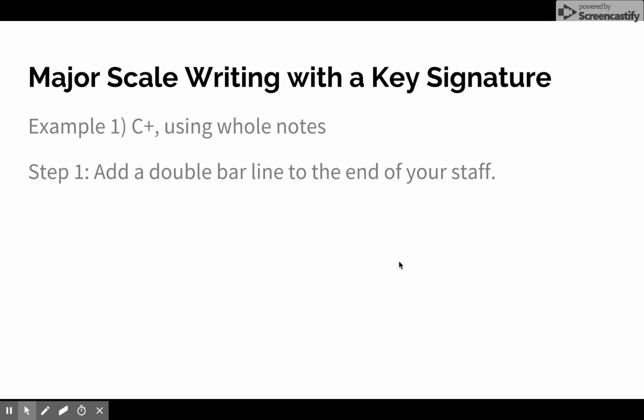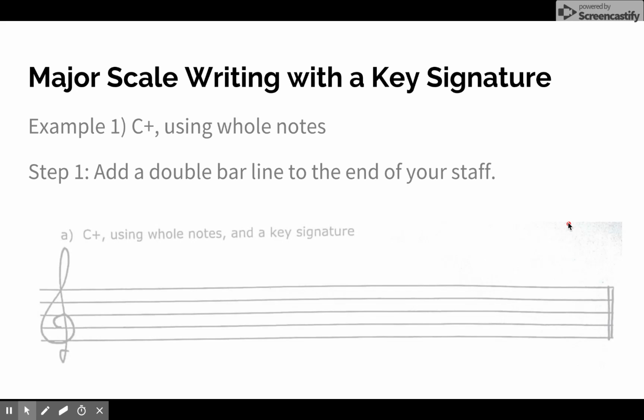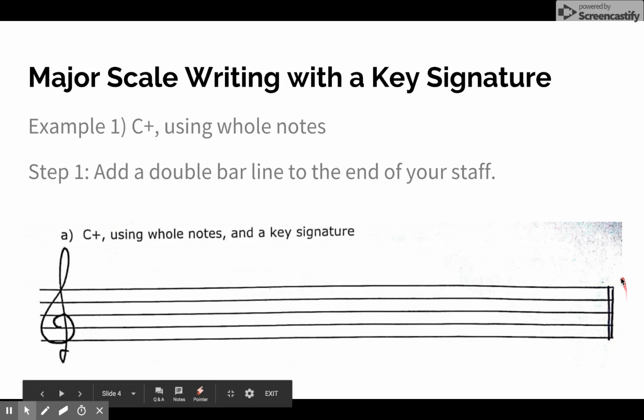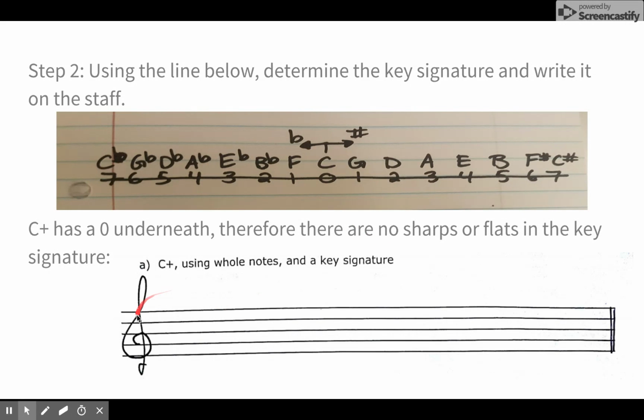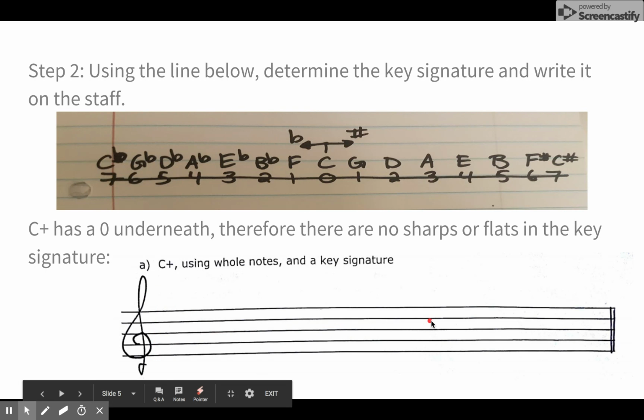So the first example is write the C major scale using whole notes. For the first step, you're going to add a double bar line to the end of your staff. Then you're going to use the line to determine the key signature and write it on the staff. So C major, I'm going to find C major on the line. C major is right here, and there's a 0 underneath it, so that means there are no sharps or flats in the key signature. So in this case, we're not going to write anything here. We can leave it blank.